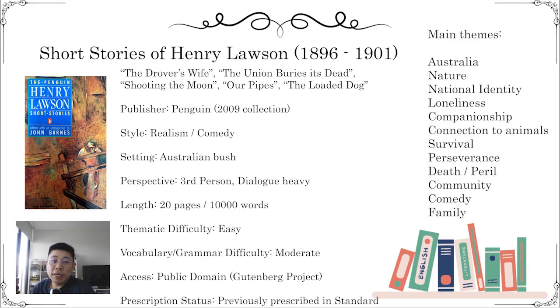Lastly, for prose fiction, we have short stories by Henry Lawson. There are 5 stories prescribed, which are The Drover's Wife, The Union Buries His Dead, Shooting the Moon, Our Pipes, and The Loaded Dog. Together, these stories are about 10,000 words, so by far the shortest of the prose fiction texts. Henry Lawson is this iconic Australian writer who was working in the 1800s.